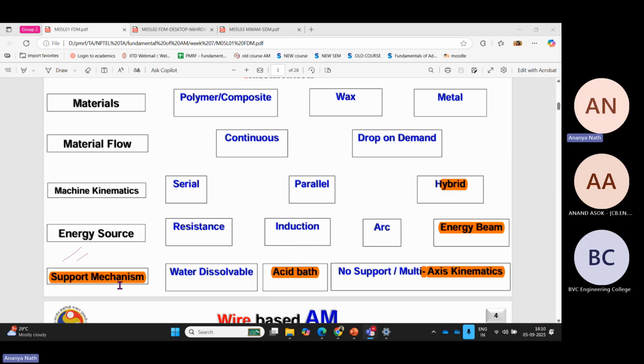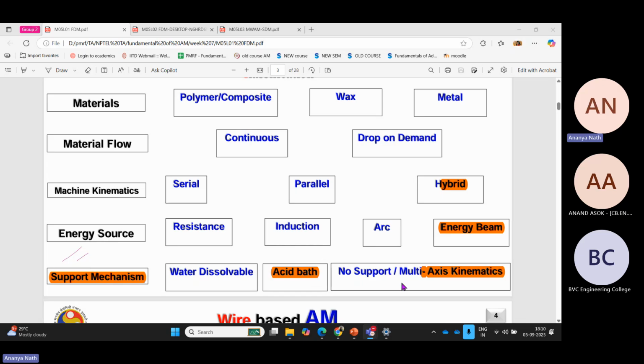Then we have support mechanism. So if you are printing the polymer with a dissolvable support structure or support material, then you can just dissolve it in water, or you can dissolve it in acid if it's acid dissolvable.